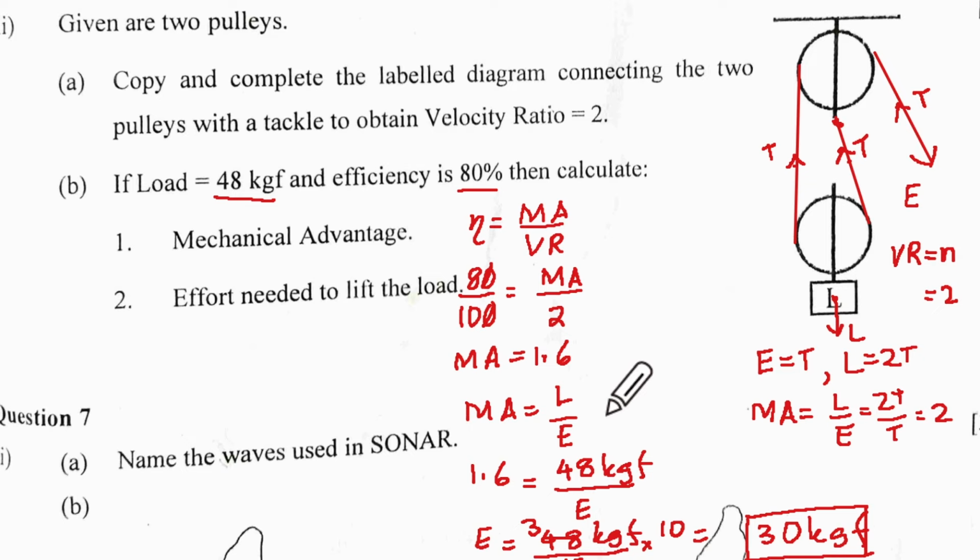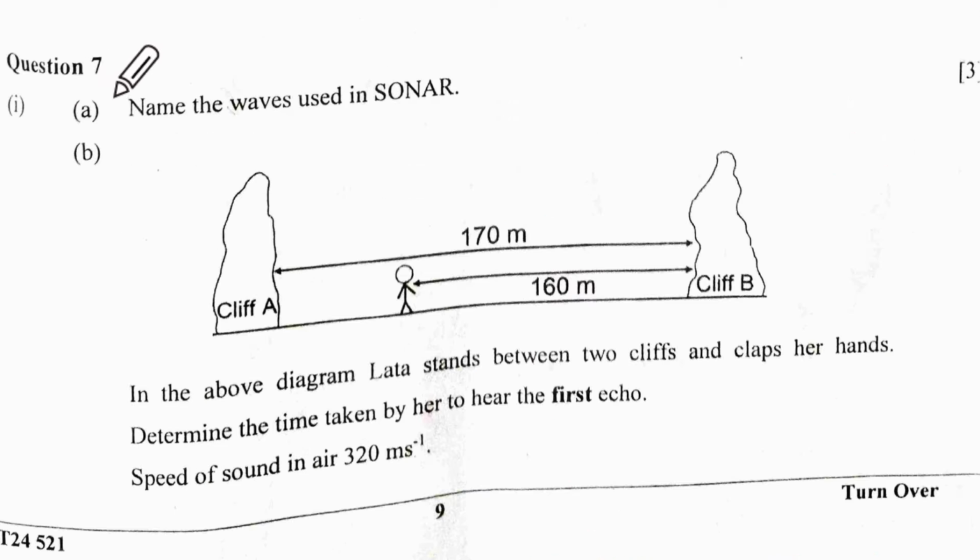We finish with question 6. Now we come to question number 7, first part A. Name the waves used in sonar, that is sound navigation and ranging, and the answer is ultrasonic waves, and you know about it, right?